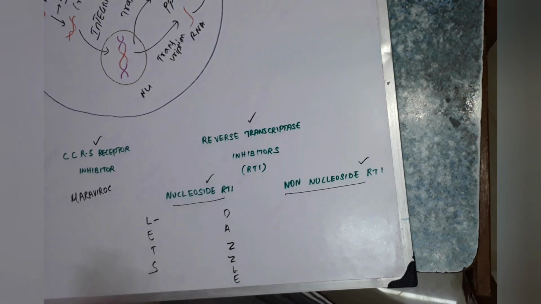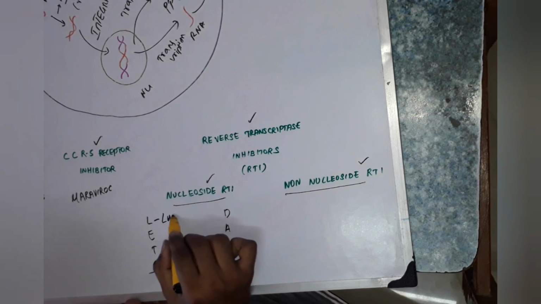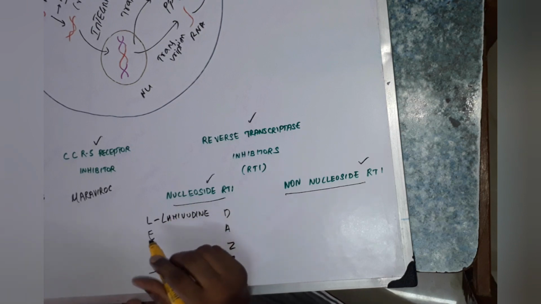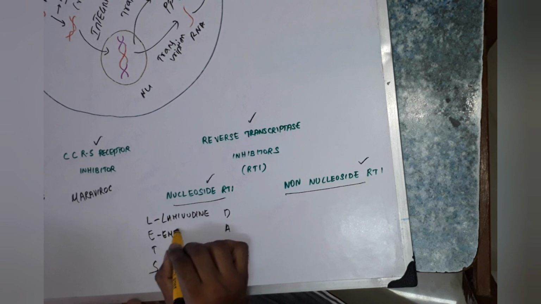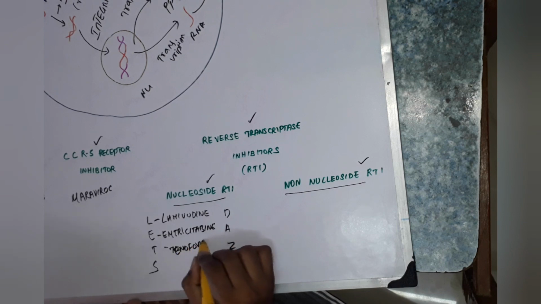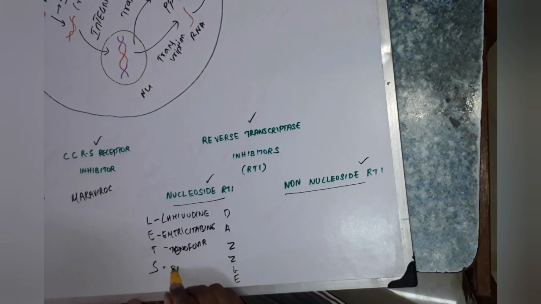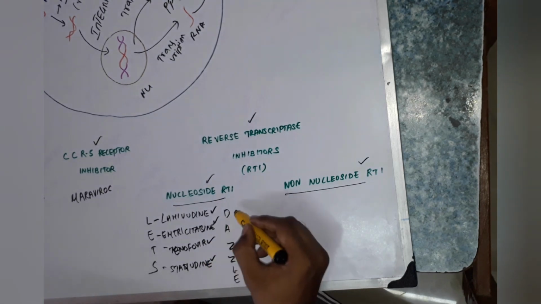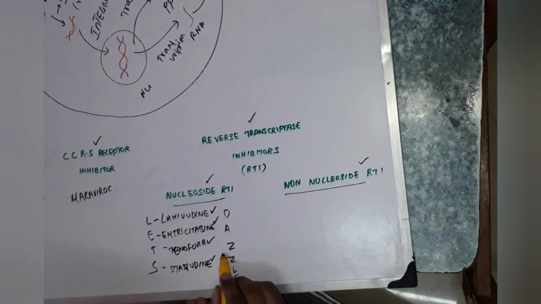So your L is for lamivudine, and E is for emtricitabine, and T is for tenofovir, and S is for stadodine or stavudine. So lamivudine, emtricitabine, tenofovir and stavudine. In this dazzle, what I am going to do is take only the first three.